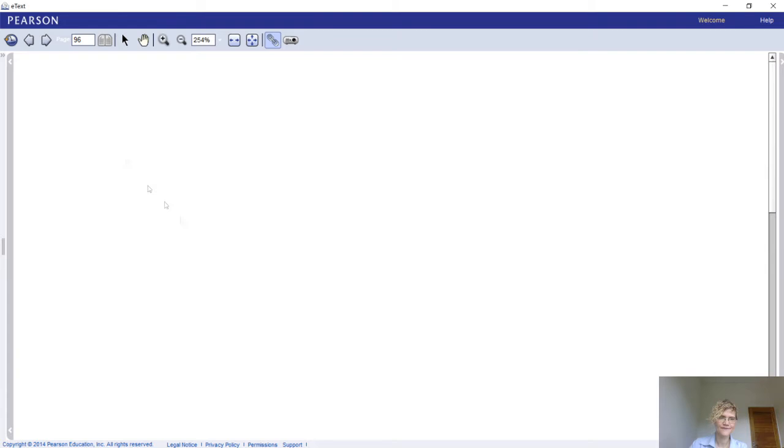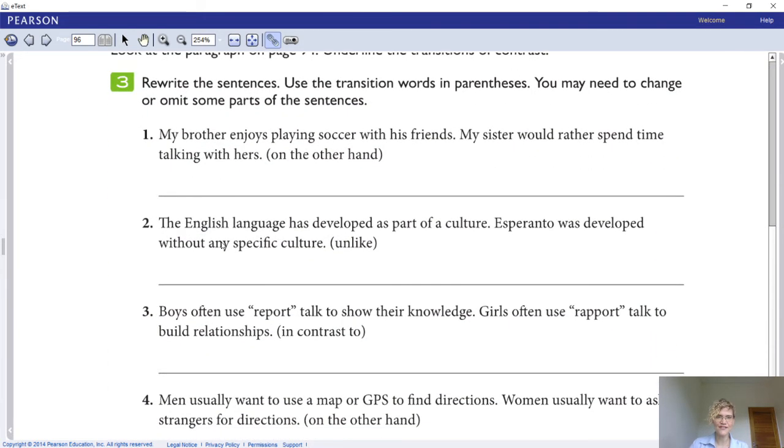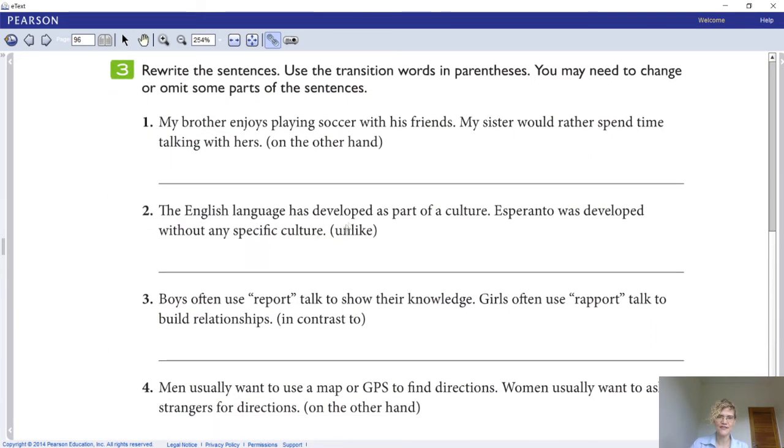Then we continue. You are going to rewrite the sentences, use the transition in the parentheses, yeah? You can pause your video and do number 1 until 6. Go ahead.